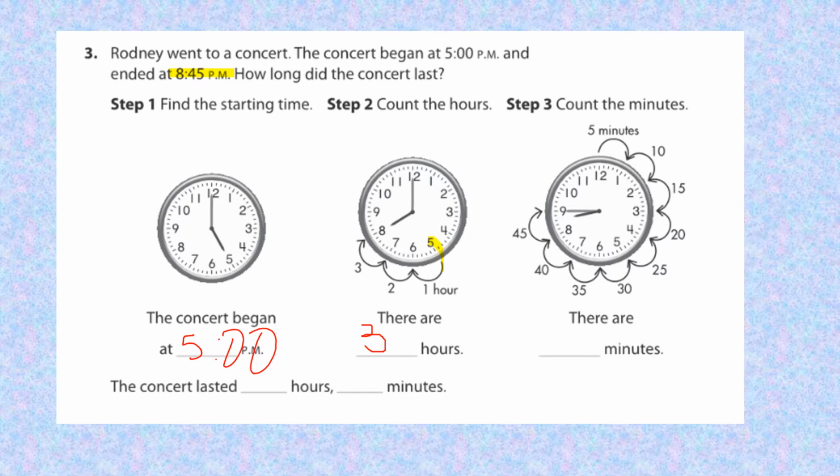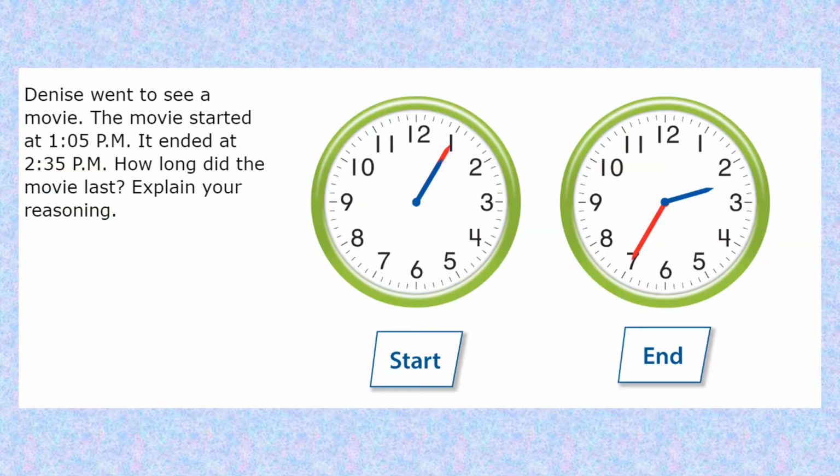Now, the next step I'm going to do is I'm going to count the minutes. Starting off at 12, I'm going to count 5, and I'm going to go all the way to where the minute hand is right here. And so when I do that, I see that there are 45 minutes. So the concert lasted 3 hours and 45 minutes. And that is how we're going to find our elapsed time.